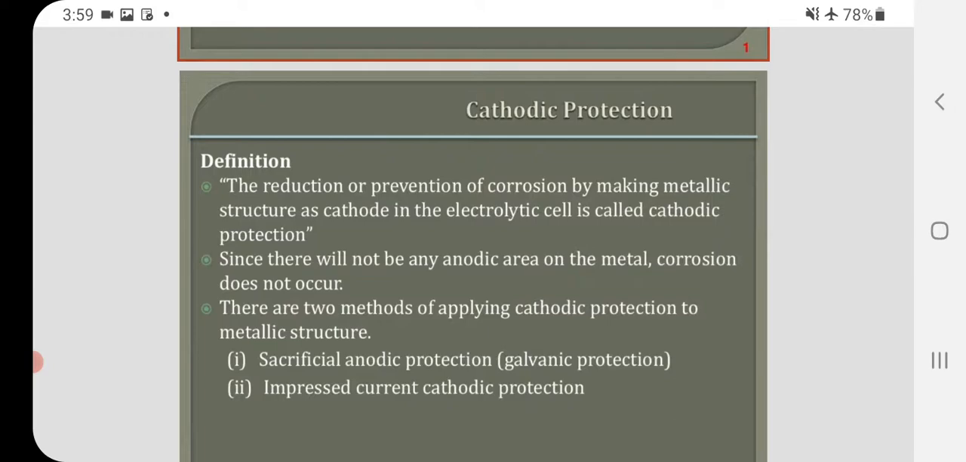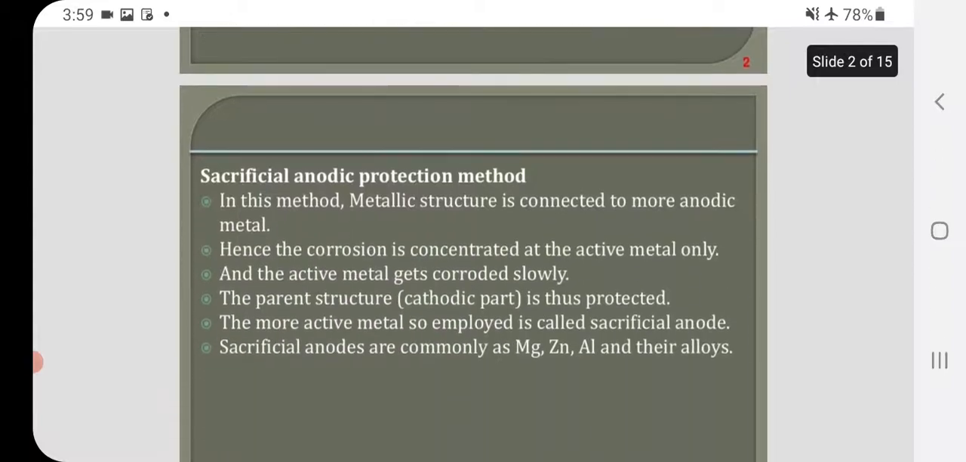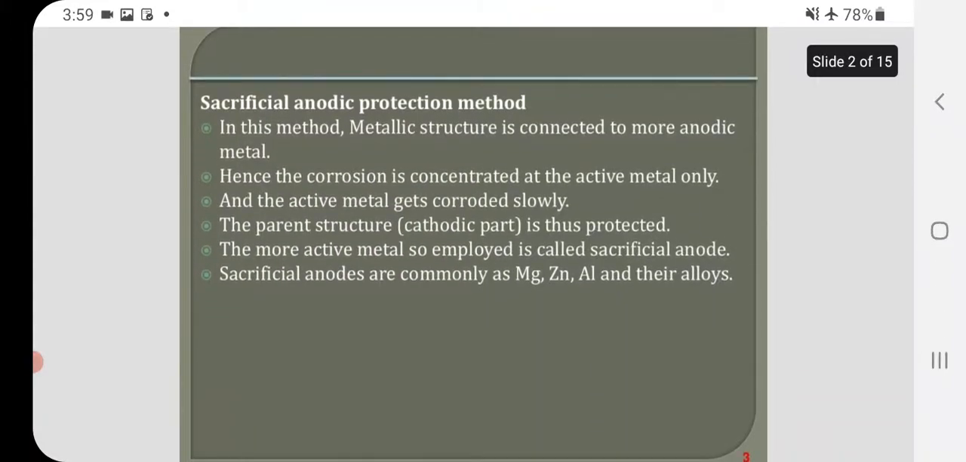There are two methods of applying cathodic protection to a metallic structure. First, sacrificial anodic protection, that is galvanic protection. Second, impressed current cathodic protection. First, the sacrificial anodic protection method.